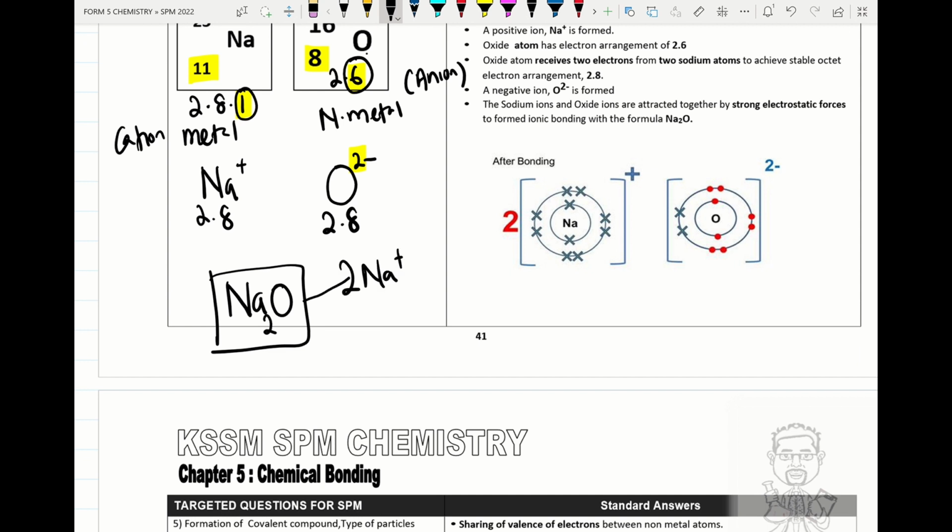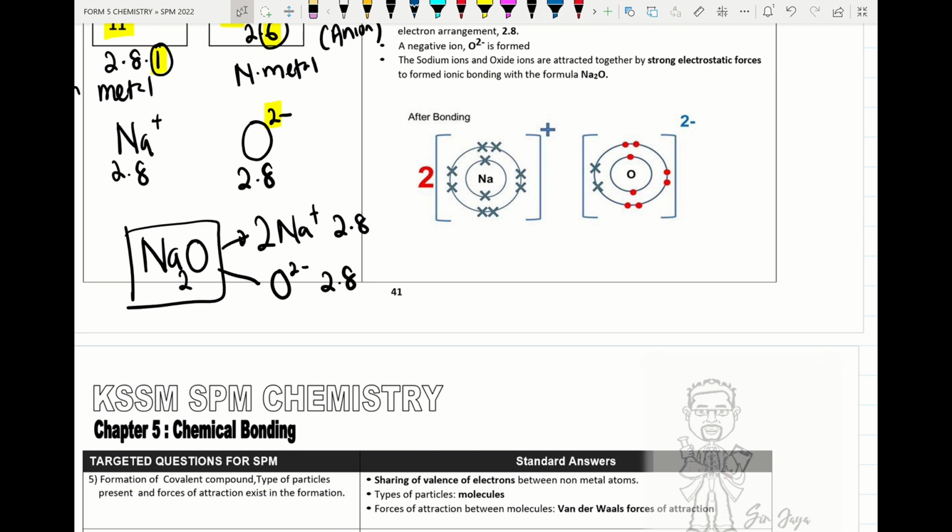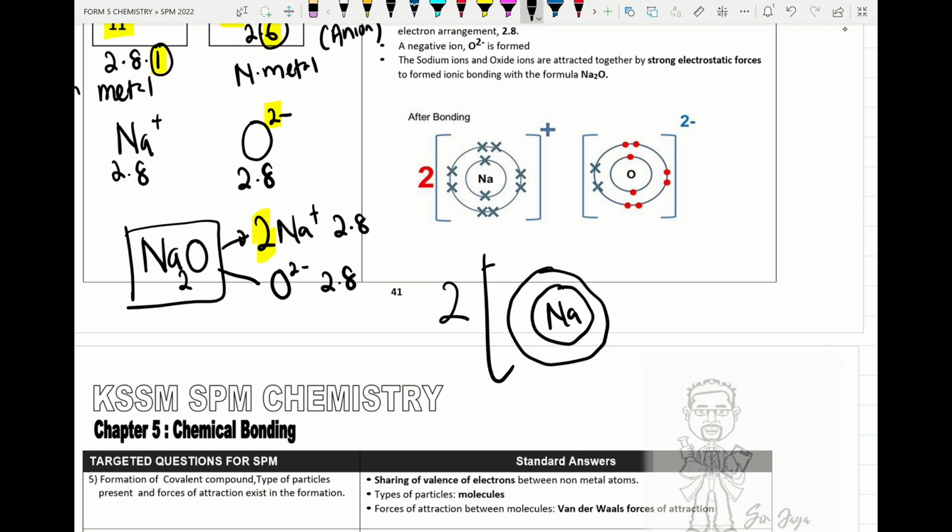From this formula, we have 2 sodium ions, and each sodium ion has achieved a stable octet electron arrangement, which is 2.8, and we have 1 oxide ion, with electron arrangement 2.8. How do we draw the electron arrangement of the compound formed? I take the 2 and put it here, open a bracket, and write the symbol of sodium. First shell, second shell. The first shell has 2 electrons, so I put 2 electrons. Second shell, 8 electrons.